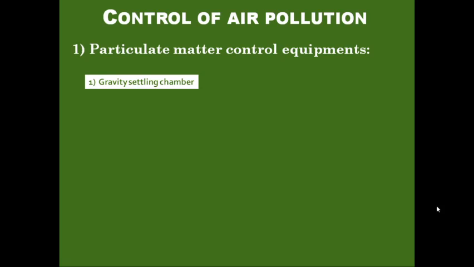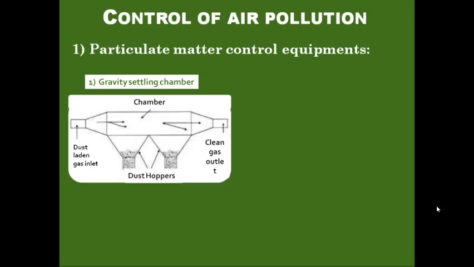The gravity settling chamber is very simple in design, and this is a very old equipment which was developed long back for separation of dust particles from the industrial air. This picture shows the structure of a gravity settling chamber. You can see that it is cylindrical in shape, tapering at both ends.